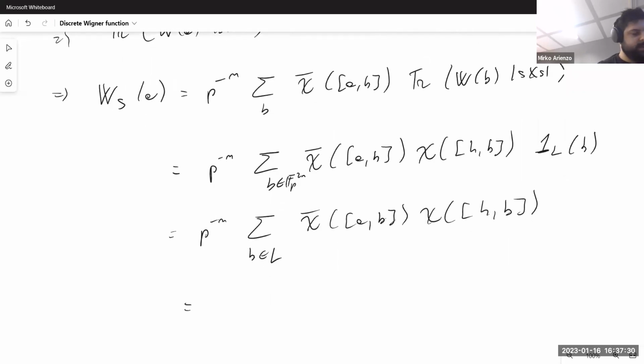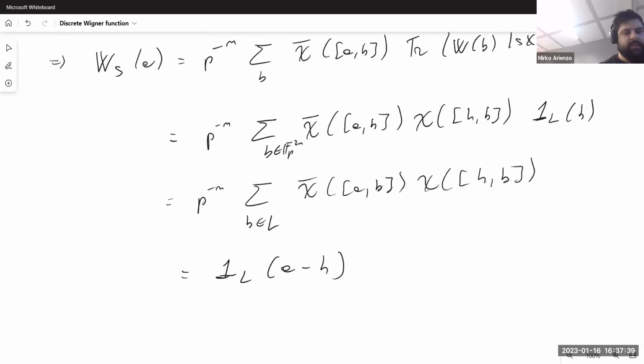Okay, and this is the indicator function over A minus H, or you can also rewrite that as the indicator function over L plus H or A. But the main thing here is that this object is non-negative. So in the odd case for stabilizers, we have a non-negative representation in the Wigner formalism.